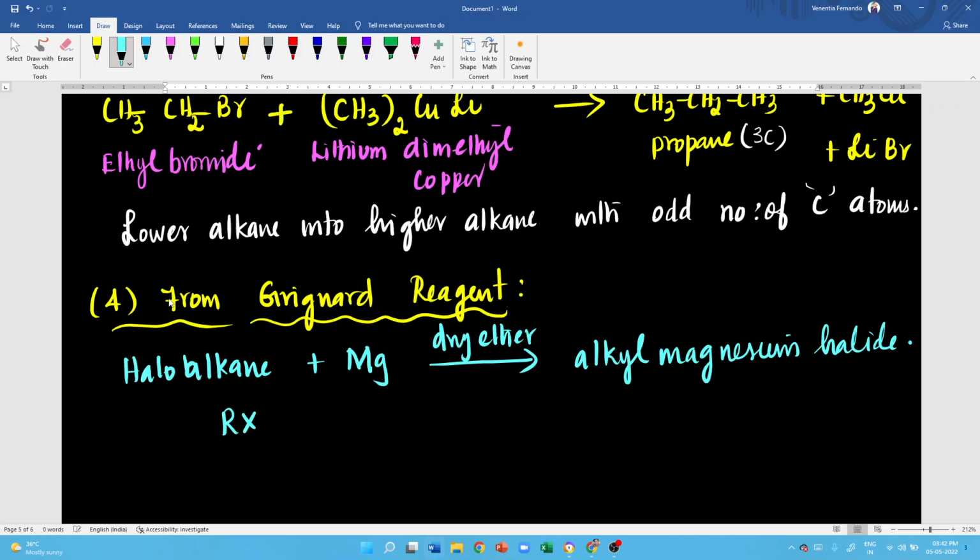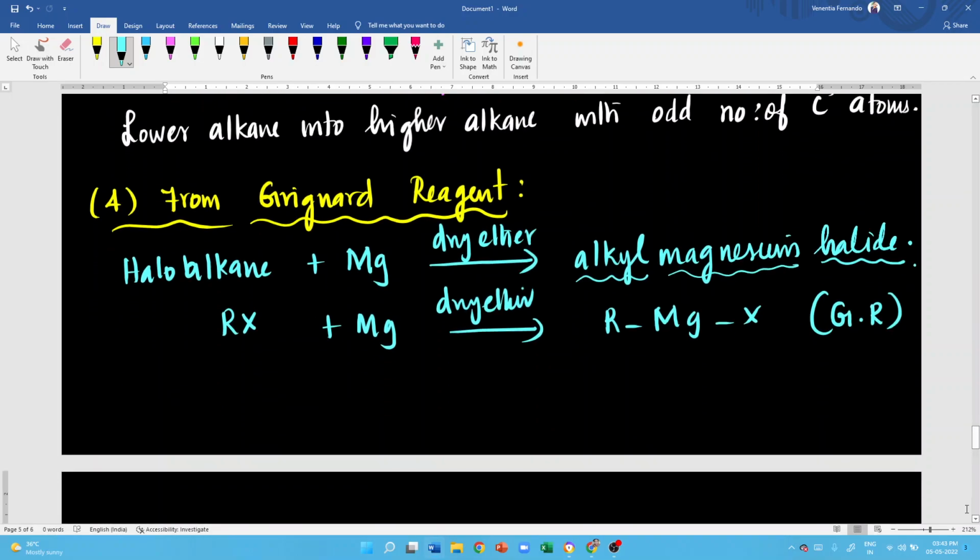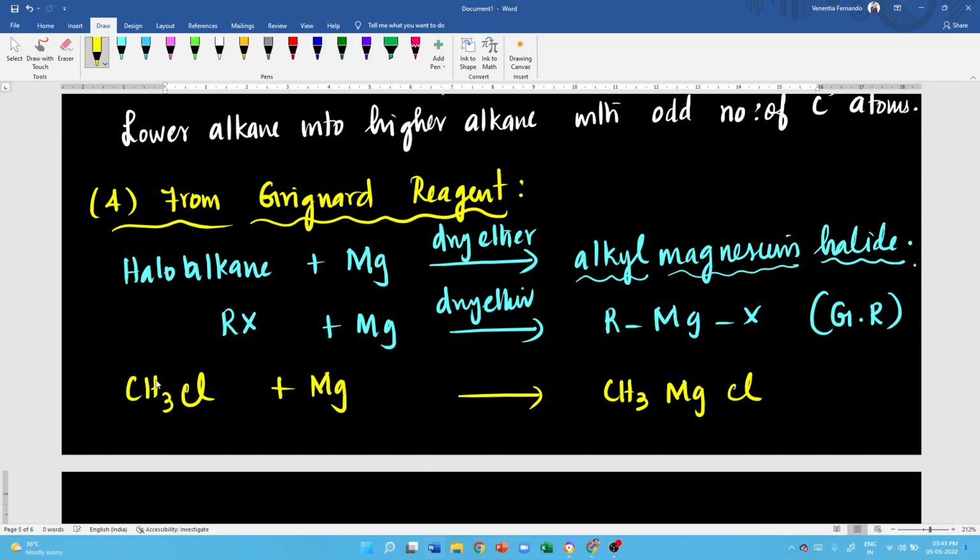The haloalkane formula is RX, plus Mg in the presence of dry ether, and you will get RMgX. R is the alkyl, Mg is the magnesium, and X is the halide. This is known as Grignard reagent, an alkyl magnesium halide. Let me give an example: methyl magnesium chloride. To prepare it, methyl chloride plus magnesium in dry ether gives methyl magnesium chloride.